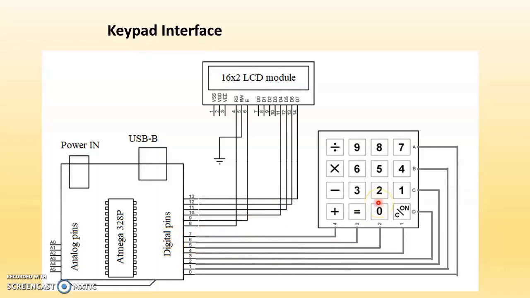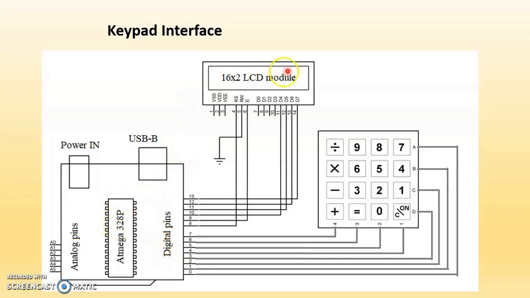Here I have considered rows A, B, C, D, which are connected to pin numbers 0, 1, 2, 3 respectively. And the column pins of this keypad, 1, 2, 3, 4, are connected to the digital input output pins 4, 5, 6, 7 respectively. So this is how simply we have to connect this keypad to the digital pins of this Arduino.